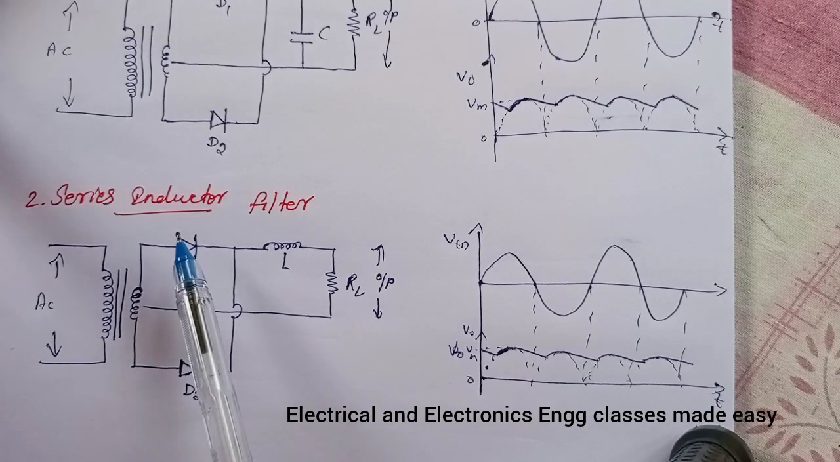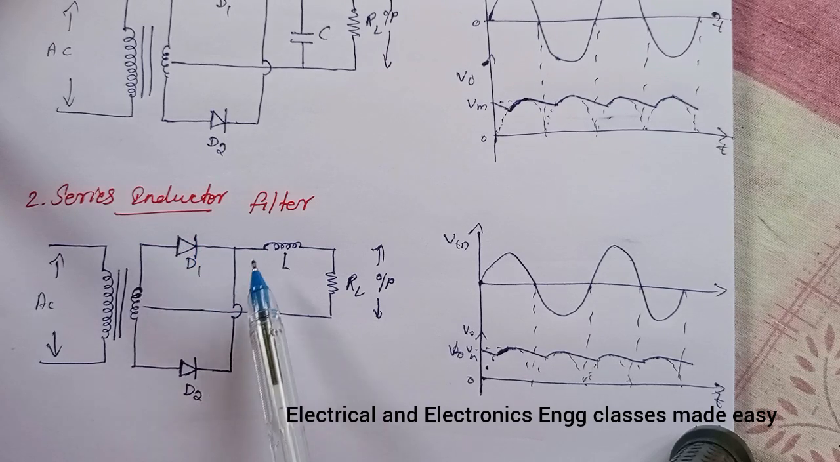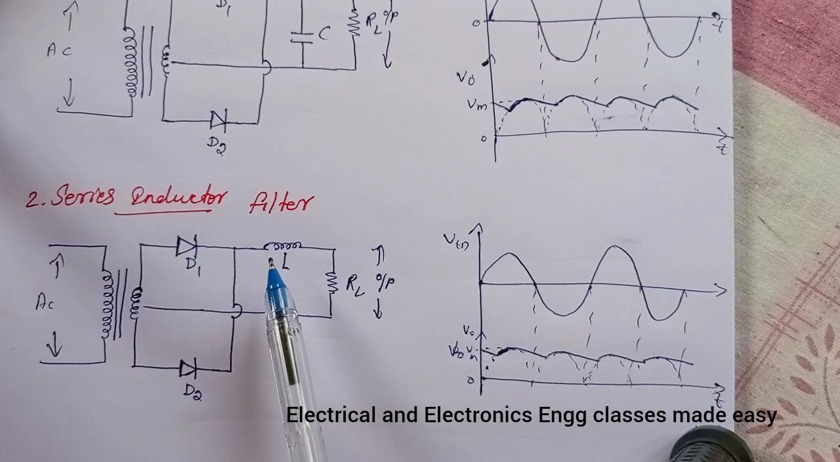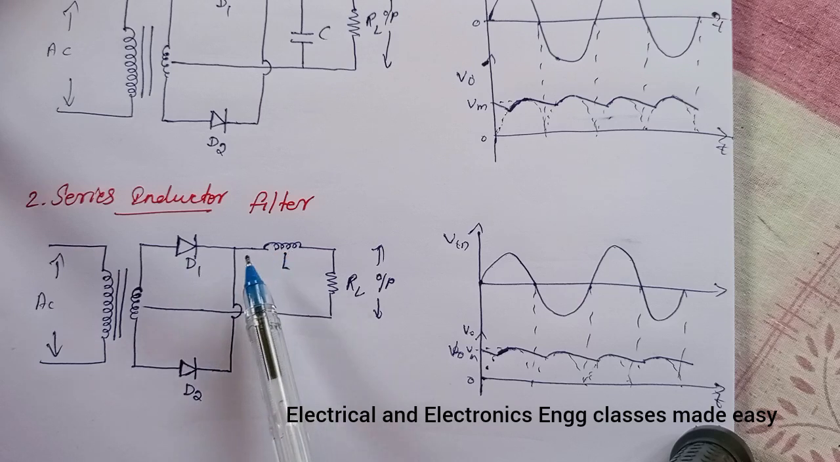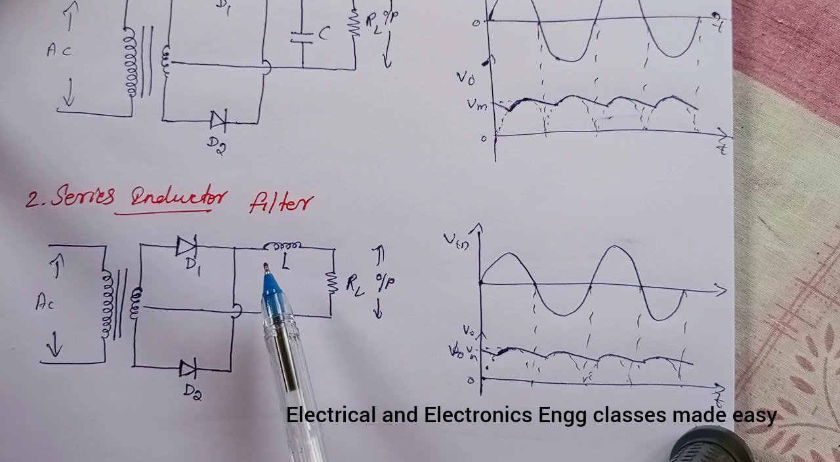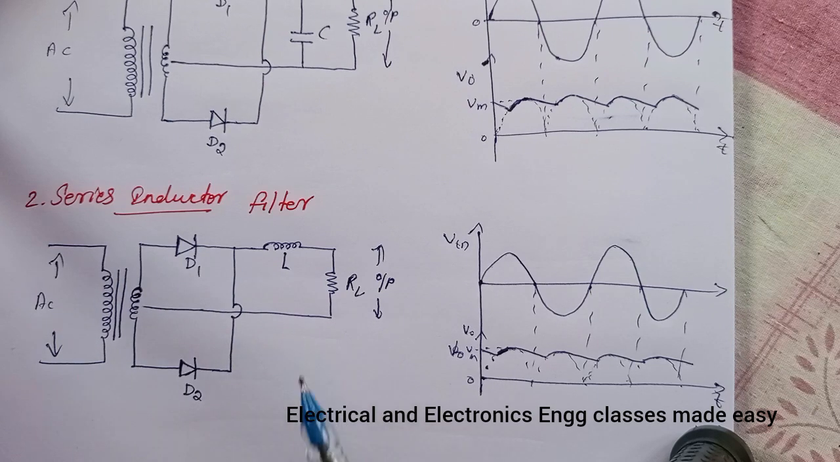Next is the series inductor filter. An inductor has the fundamental property of opposing any change in current flowing through it, and this property is used in the series inductor filter, and this is the circuit diagram.